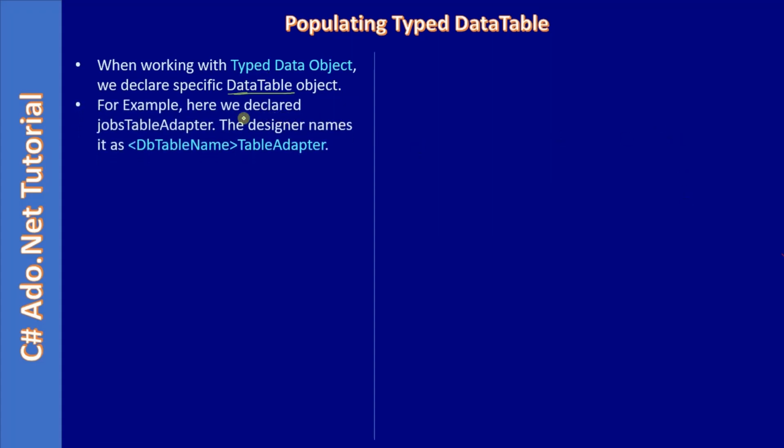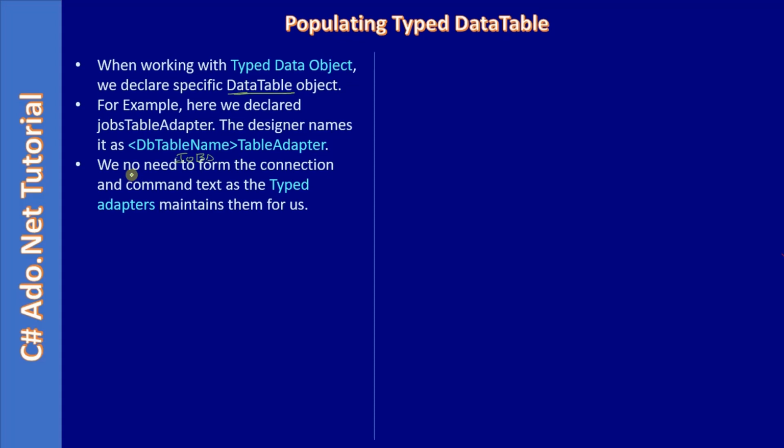For example, here we declared jobs table adapter, and the designer names it as DB table name table adapter. So DB table name, we know that it is jobs. That's what we dragged and dropped from the server explorer. So it will be named as jobs table adapter. So that's the data adapter we will get. We no need to form the connection and command text, as the typed adapter maintains them for us, right?